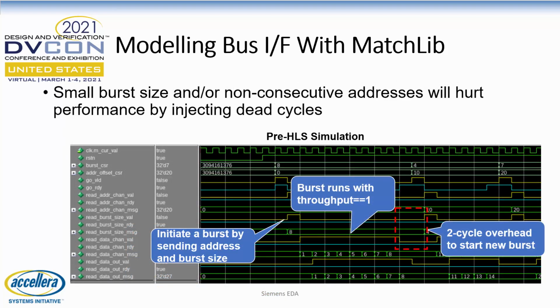This simple example illustrates that small burst size or non-consecutive addresses can hurt performance by injecting dead cycles into the simulation. In this example, a burst is initiated by sending the address and burst size. The burst runs with a continuous throughput equal to 1 until the burst count finishes, and then there is a 2-cycle overhead before a new burst can be started. This is all demonstrated in the pre-HLS simulation.